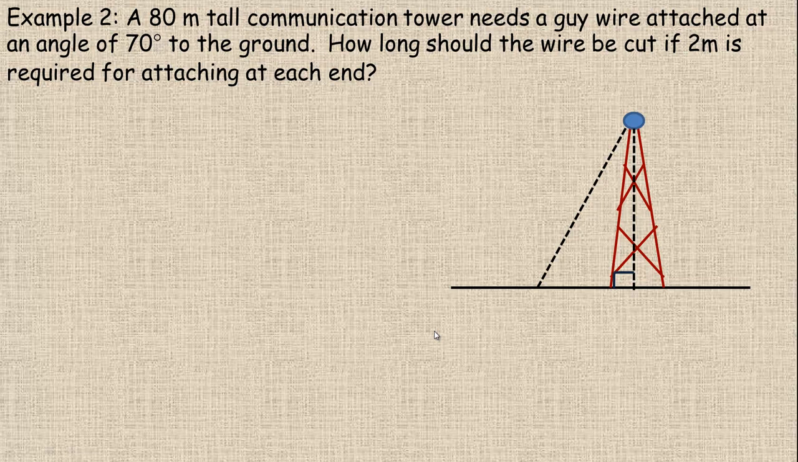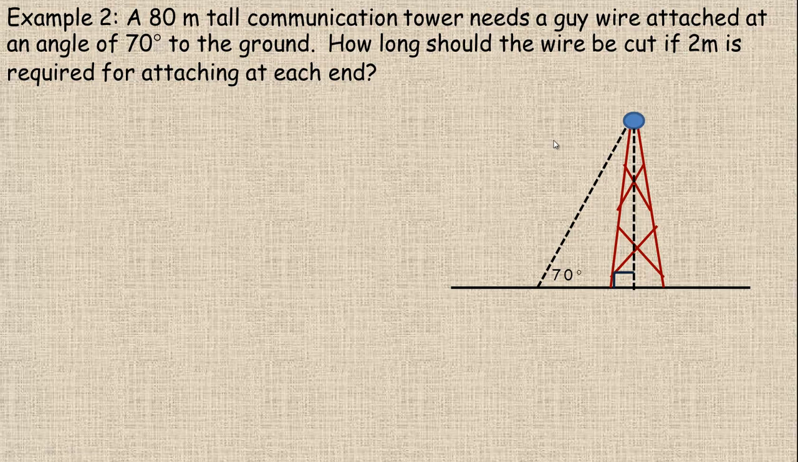Second example, we have an 80-meter tall communication tower. So here's the communication tower. This side here would be 80 meters, and it needs a guy wire. It's a support wire. They're often called guy wires. That's just the name of them. Attached to support the tower. And it's supposed to be attached at an angle of 70 degrees with the ground. So we would put a 70-degree angle in here.